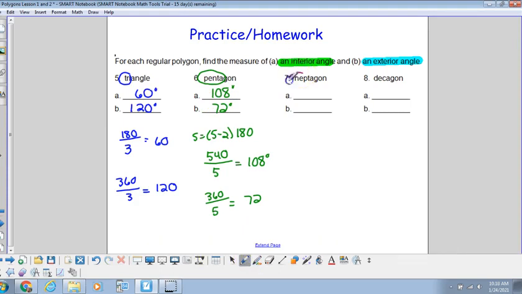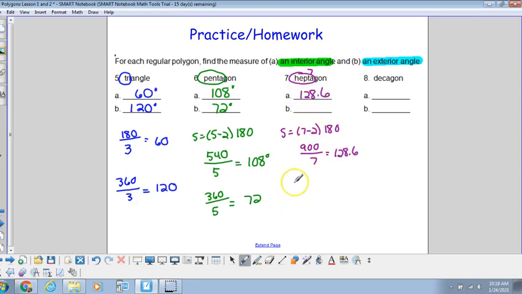All right, next we have a heptagon which has 7 sides. So our sum will be 7 minus 2 times 180. That sum is 900. When we do 900 divided by 7, this one doesn't come out to be a nice decimal. It keeps going, so we want to round. Let's just round it to the tenths place. Put it in your calculator or Desmos. You should get 128.6.